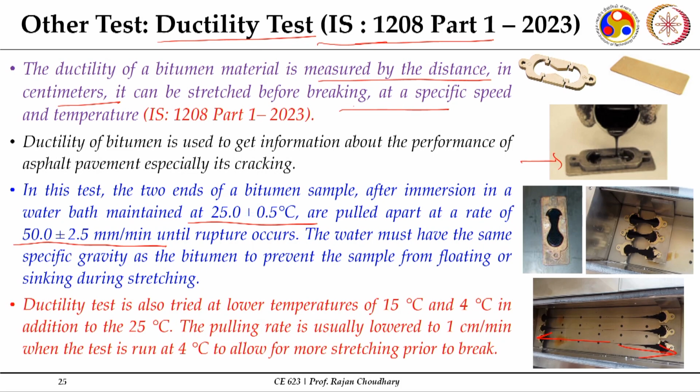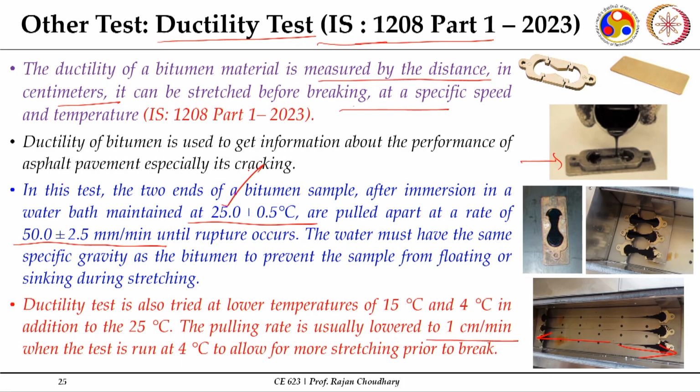But when it is done at lower temperatures, we normally reduce the rate at which these two ends are stretched also. So, instead of 5 centimeter per minute, the rate is many a time reduced to 1 centimeter per minute when we are doing it at lower temperatures like 4 degrees centigrade for the ductility measurement.